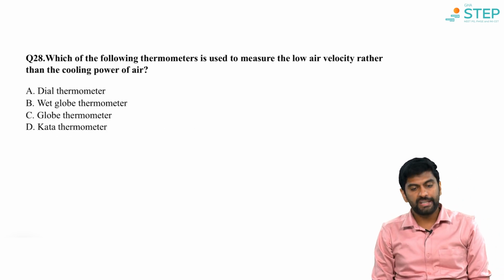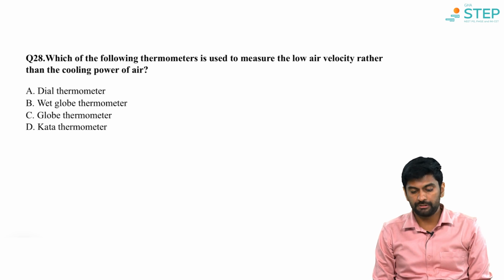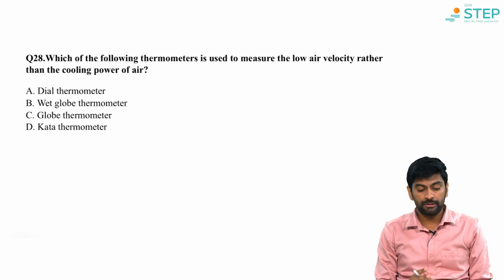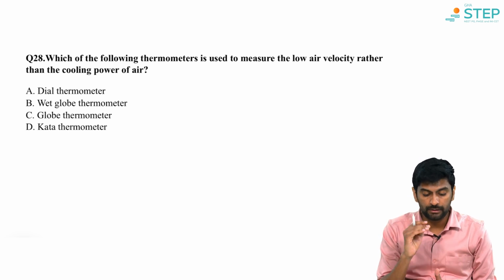Coming to question number 28. Which of the following thermometers is used to measure the low air velocity rather than the cooling power of air? So we have the dial thermometer, wet bulb thermometer, globe thermometer, and the Kata thermometer.